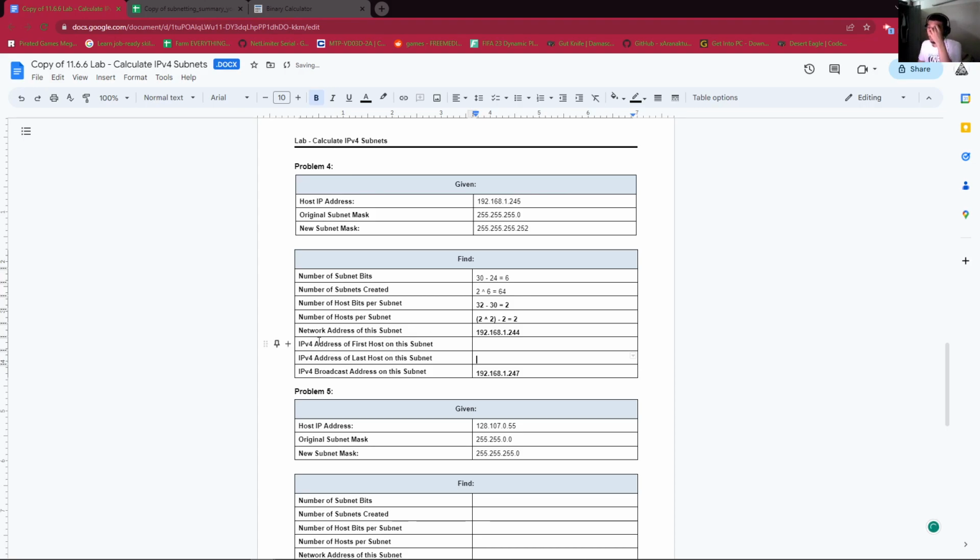For the IPv4 address of the first host, we need to take one after the 244, so we get 192.168.1.245. For the IP address of the last host, we need to take one before the 247, so it's going to be 192.168.1.246.